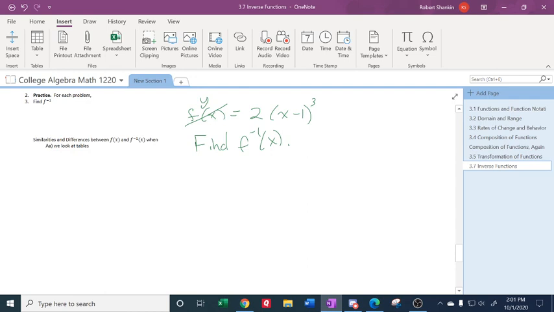So, let me give you a minute to practice what we just saw and to find f inverse. And then I'll do it in just a minute as well. I'm going to give you 30 seconds more. Just get as far as you can.